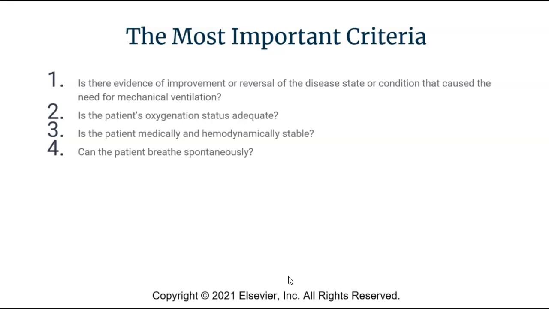Do they have baseline good functioning status? Good oxygenation, good hemodynamics, functional status of all their other organs, short duration of ventilation. Those are all going to be factors that help identify patients that are going to be good for discontinuation or weaning from the vent support.